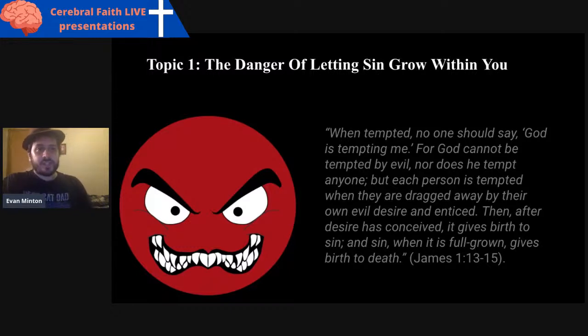James chapter 1 verses 13 to 15 says, quote, "When tempted, no one should say, 'God is tempting me,' for God cannot be tempted by evil, nor does he tempt anyone. But each person is tempted when they are dragged away by their own evil desire and enticed. Then, after desire has conceived, it gives birth to sin, and sin, when it is full grown, gives birth to death."